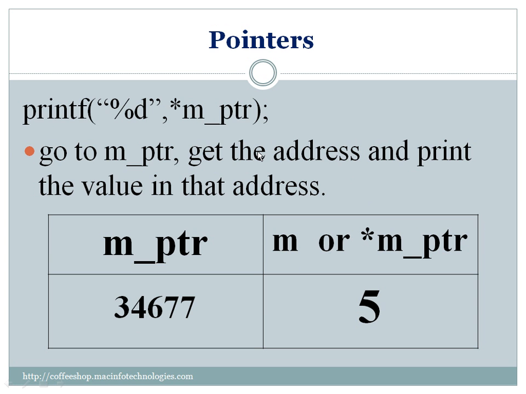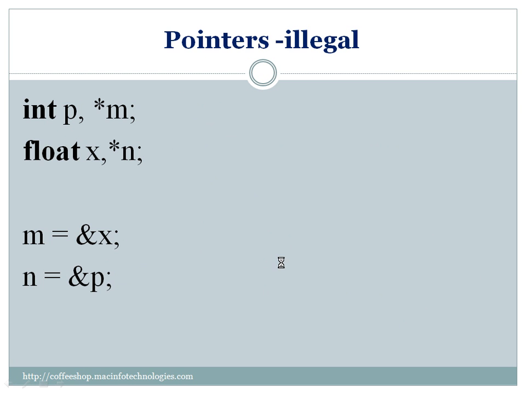So this way we can use the indirection operator, the asterisk, or the pointers to access the same memory location. We can use either m or *m_pointer, because m_pointer contains the address of m, and *m_pointer will point to m's address. So we can use either this or this to print the value.